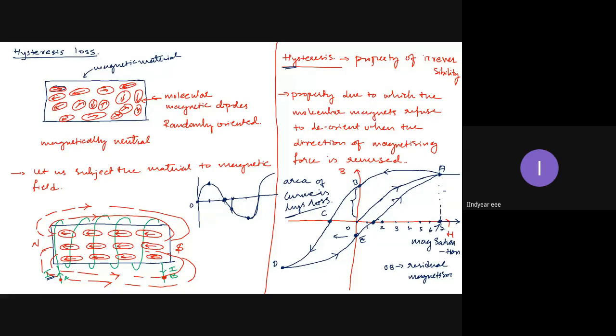This is for one cycle. Whatever I have drawn is for one cycle of the hysteresis loop. How many cycles do I have in 1 second in an AC? I have 50 such cycles. So this loop will occur 50 times in 1 second. Every time this loop occurs, hysteresis loss occurs. Now, can I avoid hysteresis loss? Can I minimize hysteresis loss?